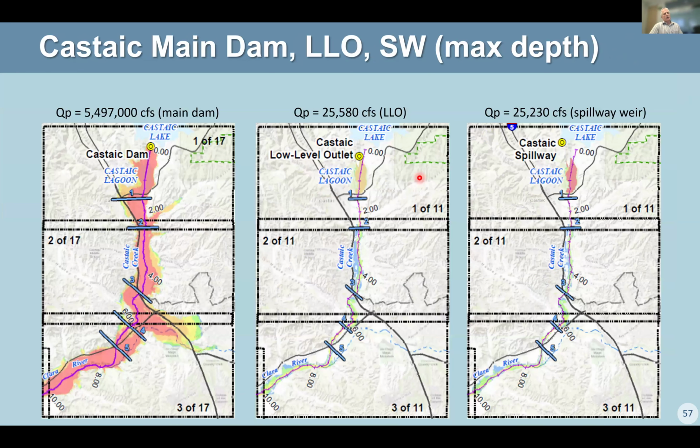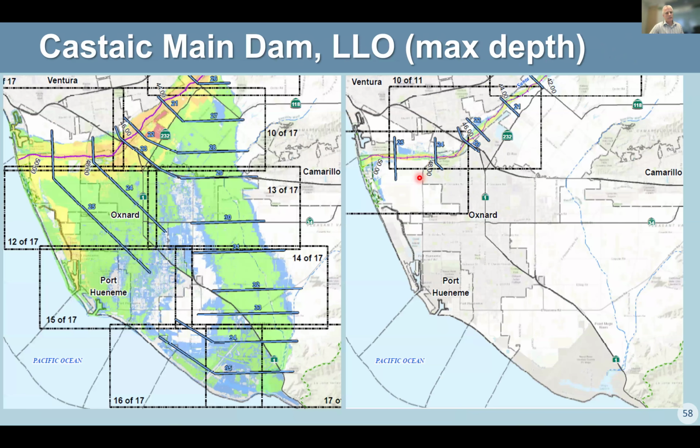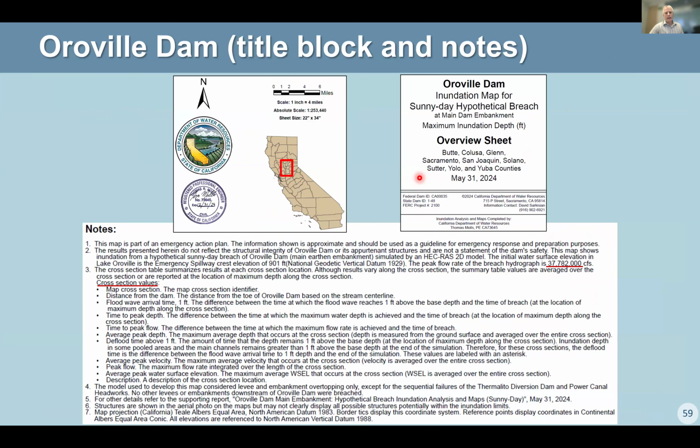This is just showing you the difference between the peak flows for the main dam, which is over 5 million, and the appurtenant structures, which are down at 25,000. Obviously, the inundation looks different for those. And one of those regulations says you have to have an engineer stamp the map. DSOD won't approve it without that.